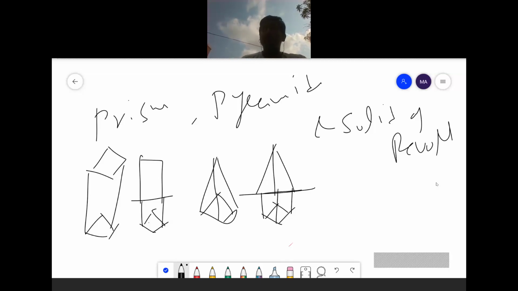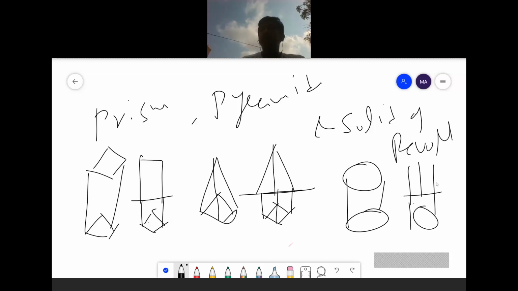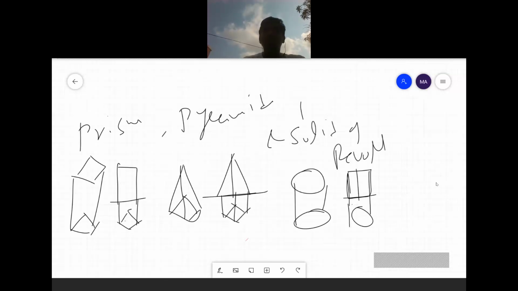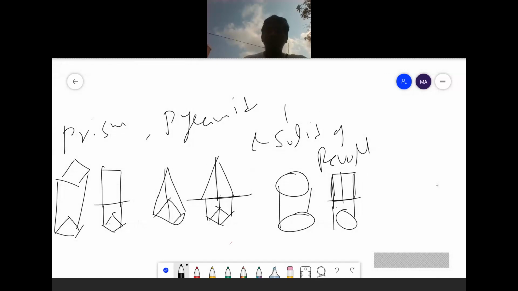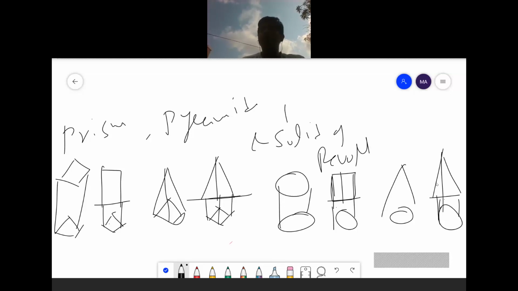it is the cylinder, which has a circle at the bottom and, when extended, a rectangle at the top. Another one is the cone, which will be like this: a circle at the bottom, and at the top the center will be like this. This one is a cone. These two are solids of revolution.